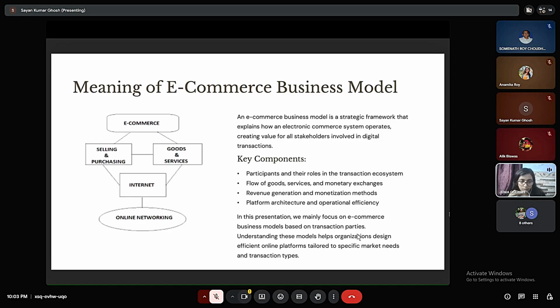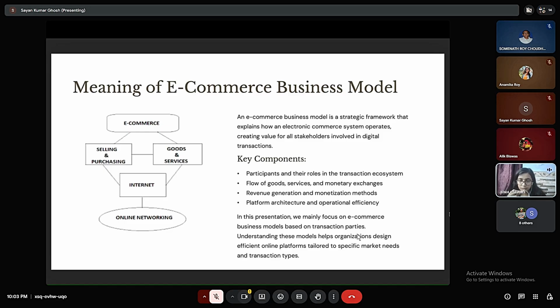The key components here are the participants and the roles. So throughout this presentation, we'll see how the transaction parties like B2B, B2C, C2B, and C2C as well as e-governance are playing their roles in the transaction ecosystem, and how the flow of goods, services as well as monetary exchanges occur. Moreover, the monetization methods as well as revenue generation we have seen in apps like Amazon, we have Amazon credits, we have Myntra credits in Myntra, and so on and so forth. And also the platform architecture and how efficiently the operations are done.